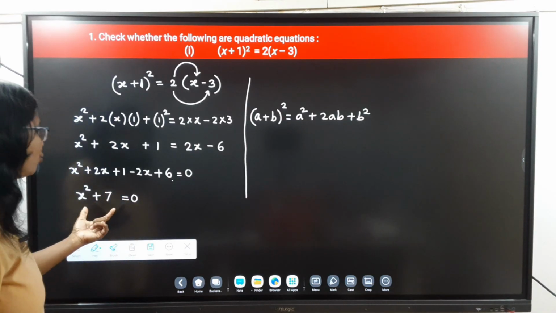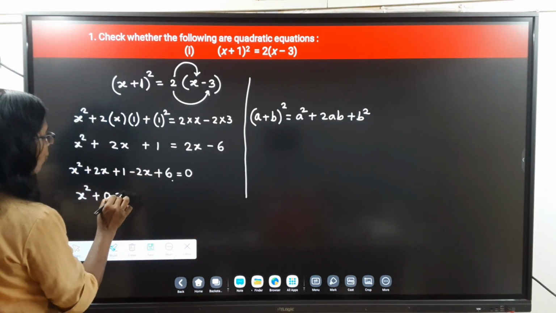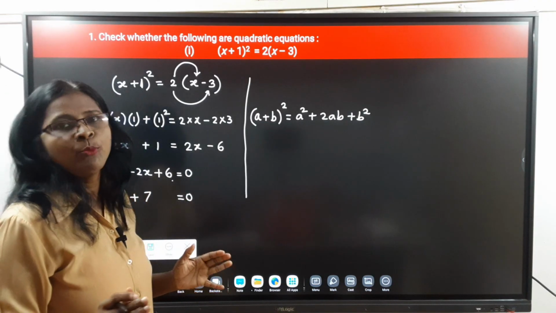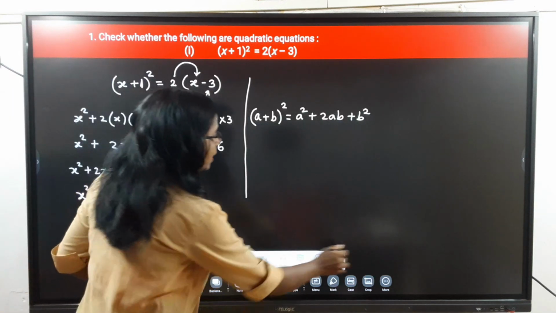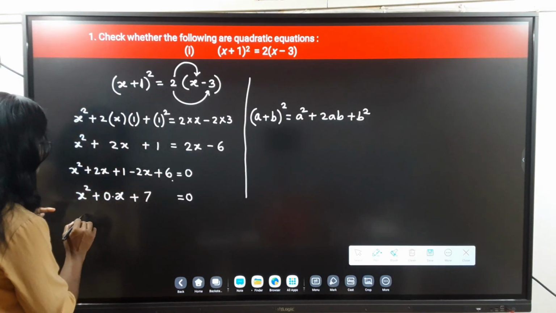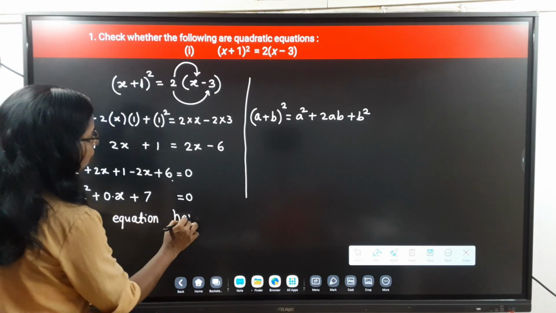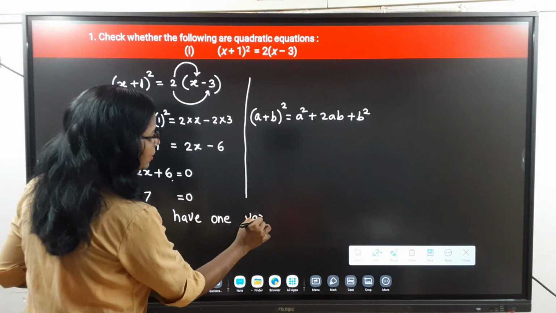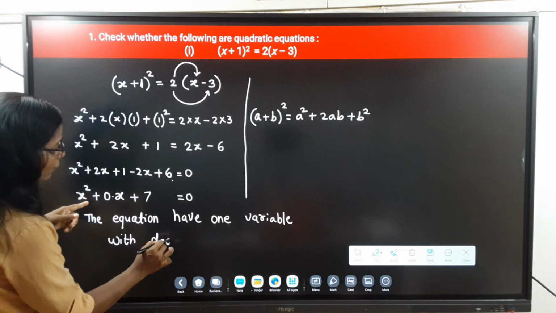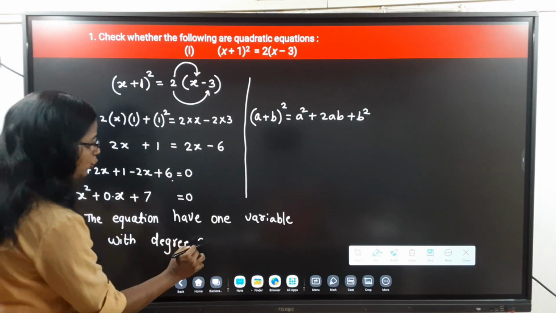So here 2x minus 2x, that means we can write 0x, and then plus 7 is equal to 0. Students, this is the simplest form of the equation. Then I write the final answer: the equation has one variable with degree 2. The simplified equation has one variable and degree 2.